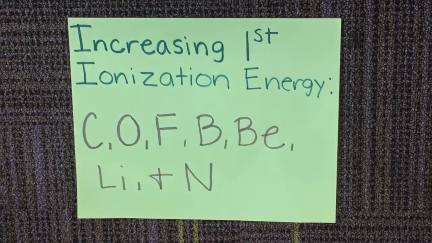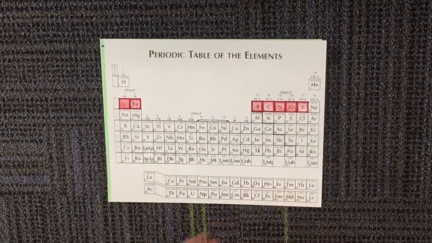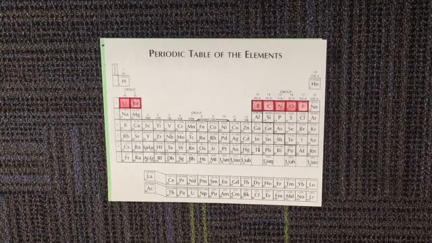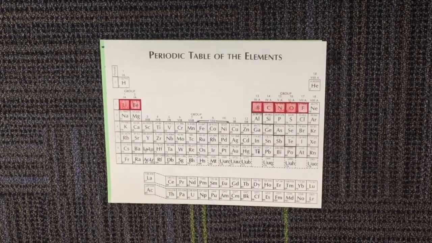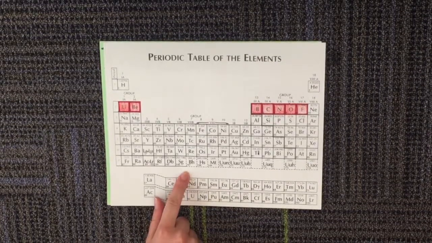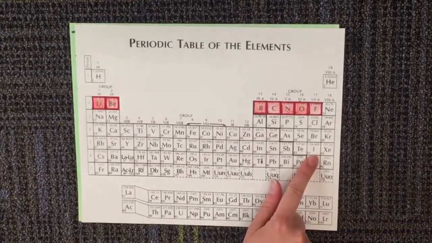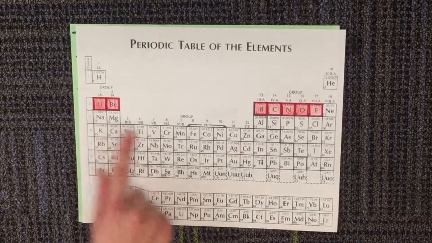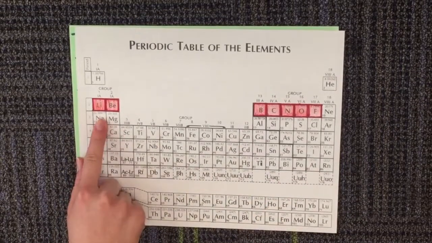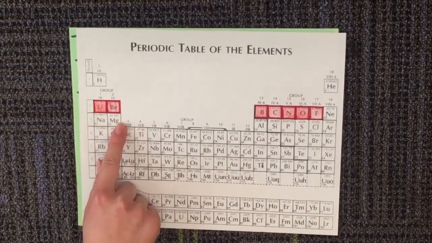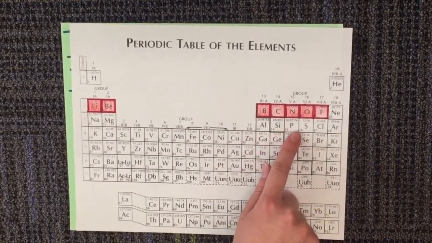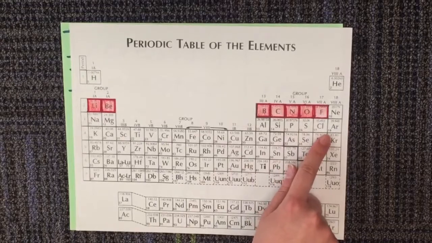First, let's mark all these on the periodic table. Now that we have all these elements located, when putting them in order of increasing first ionization energy, we will need to start with elements lower on the periodic table and work our way left to right. Since all the elements are in the same row, we just have to work left to right. Lithium is the smallest, then beryllium, then boron, carbon, nitrogen, oxygen, and fluorine.